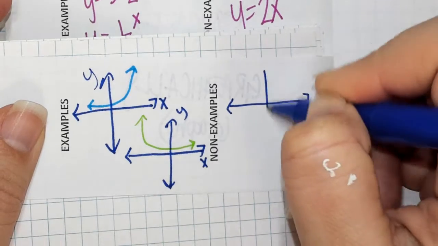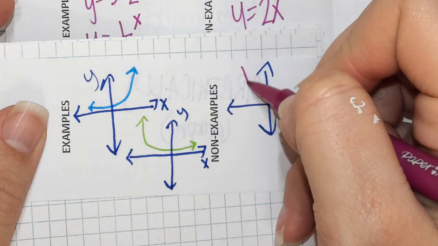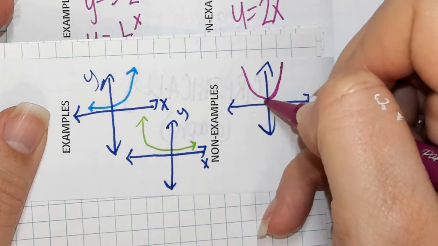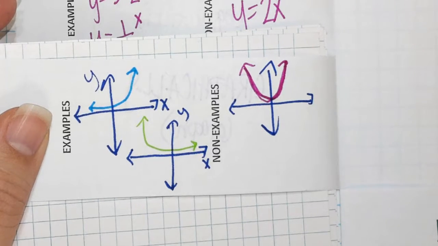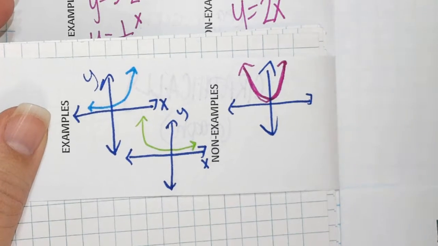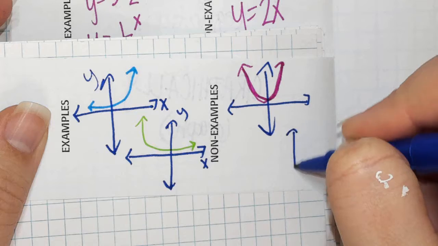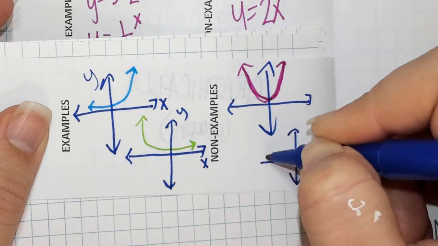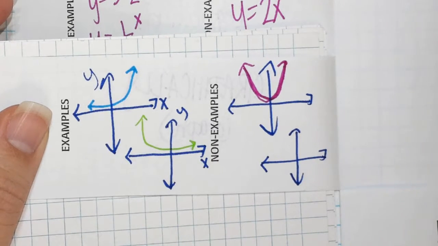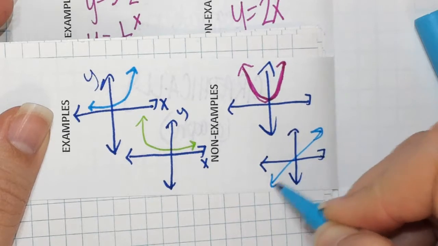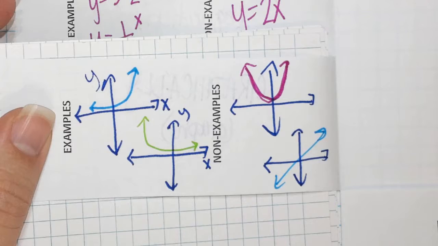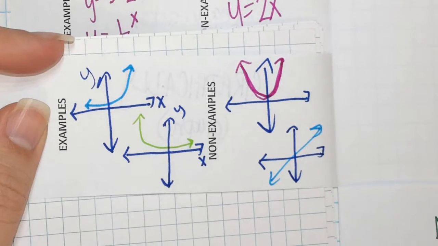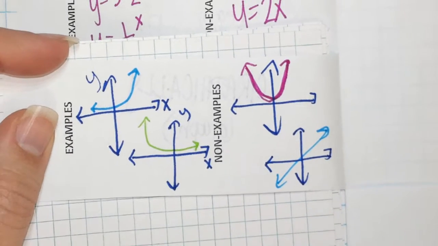Non-examples. This is what the graph of y equals x squared looks like that we wrote in the first one for algebraically. That's called a parabola. Hopefully you've heard of those. Bam. And that's the other one. What kind of graph is the second one? Linear. If I could give you a point, I would.